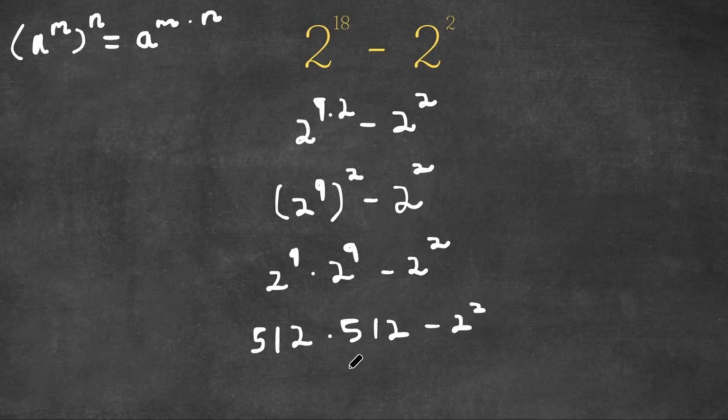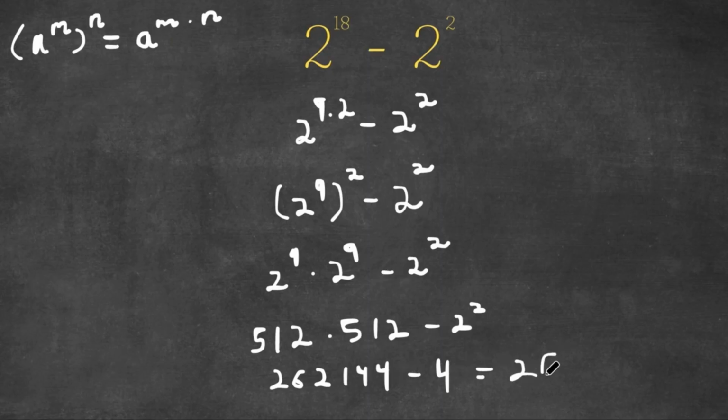Now 512 times 512 is 262,144. And minus 2 squared is the same thing as minus 4. And this is equal to 262,144 minus 4, which is simply 262,140. So this is our answer.